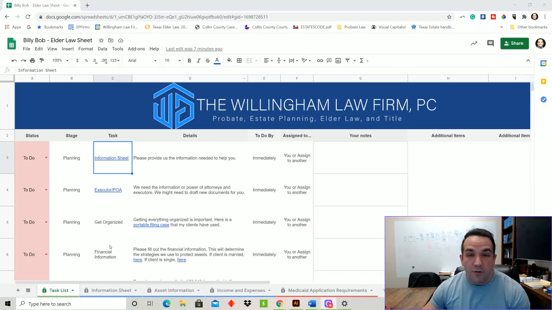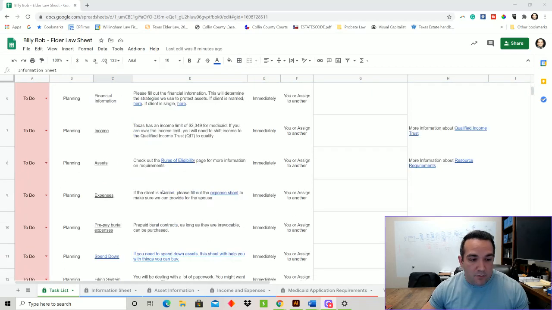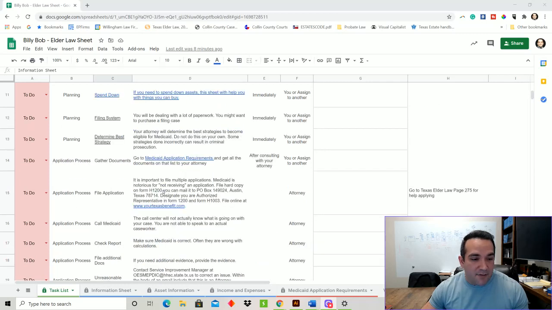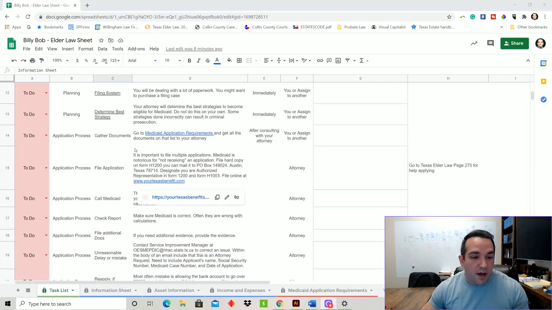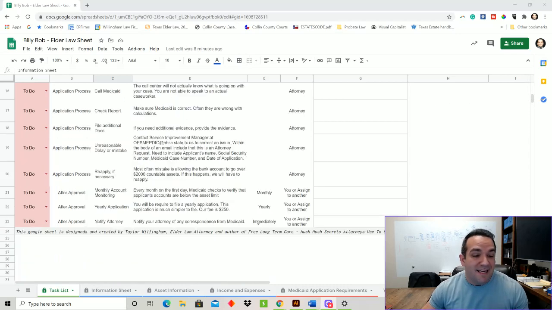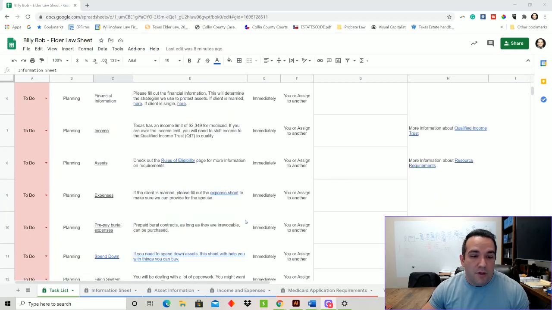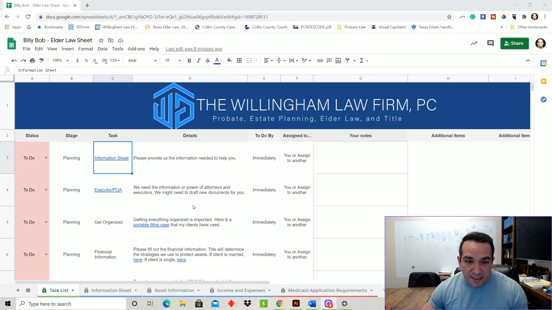First off, if you were to have this sheet, the first thing you land on is the task list. I do task by task everything that needs to be done when planning, putting anything together. I even go in here if you were going to apply for Medicaid. So technically if you have the sheet, you wouldn't even need me to apply for you. Sometimes that's not the best policy. If you're trying to shelter assets, you would want the attorney to help you.